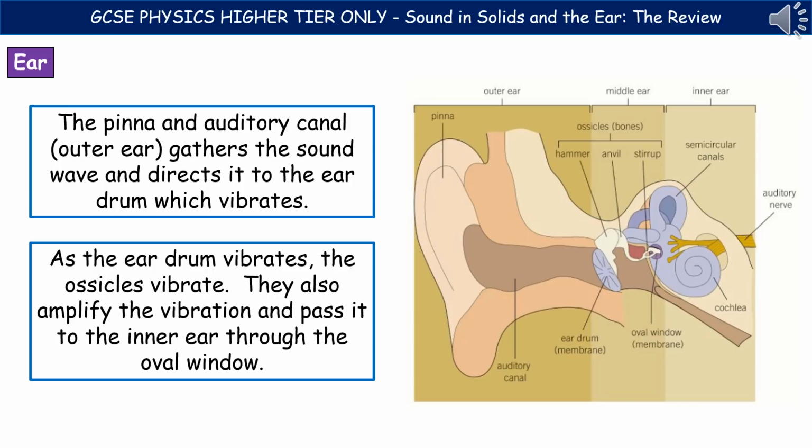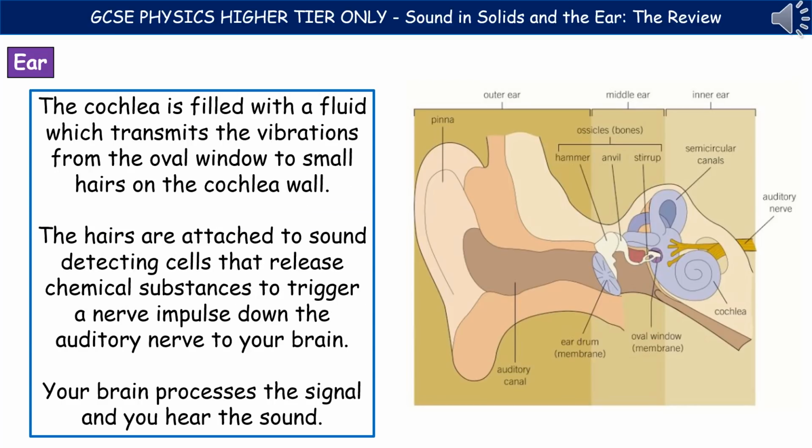And as the sound wave hits the eardrum, it starts to vibrate. Now, as the eardrum vibrates, then the ossicles, which are the tiny bones, the hammer, the anvil and the stirrup, will also vibrate. They also amplify the vibration and pass it along to the inner ear through the structure there called the oval window. On the other side of the oval window then, we've got the cochlea, which is actually filled with a fluid which can transmit those vibrations from the oval window to these tiny hairs that are on the cochlear wall.